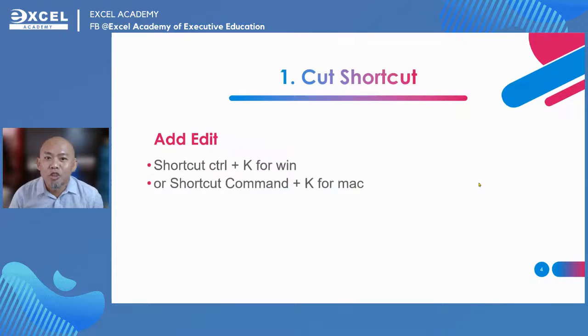Okay, so shortcut. Always remember the shortcut for cut: we click Control K for Windows and Command K for Mac. Control K is actually the shortcut for Add Edit, so we split the clip into two. It's actually the same function as a cut. So we don't have to press C for the razor to cut our clip, but we can use this command and it will help you edit faster and make your editing experience easier. Let me show you. Okay, I'm going to open my Adobe Premiere.